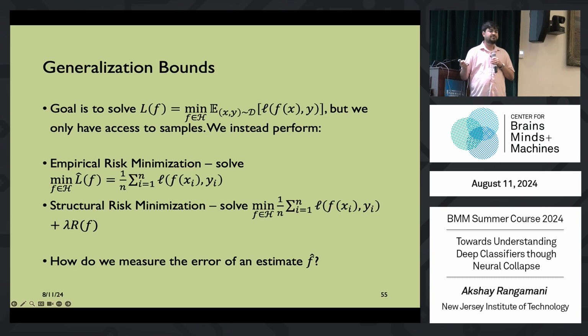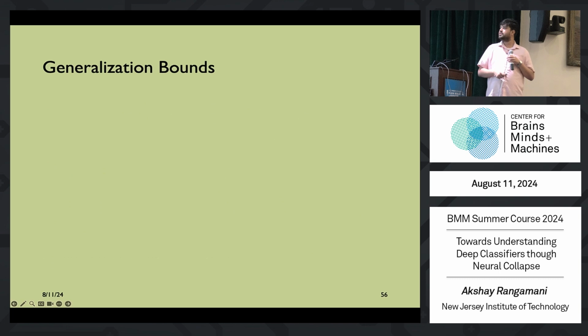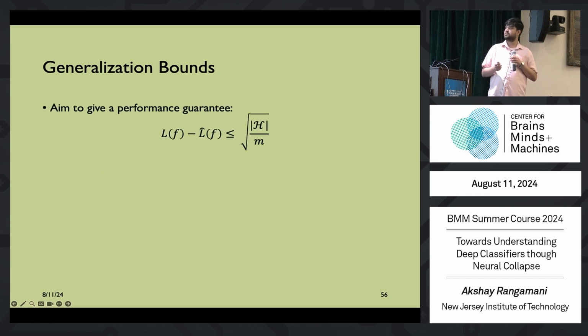And generalization bounds are all about trying to bound this gap in the worst case scenario, in average cases, however you want to think about that. So the aim is to give a type of performance guarantee, and usually all of the bounds look something like this. The gap between your true risk, or the loss in expectation, and the empirical risk, or the loss on the particular data set, is at most a factor that depends on the size of the hypothesis class that you started with over the number of samples that you have.